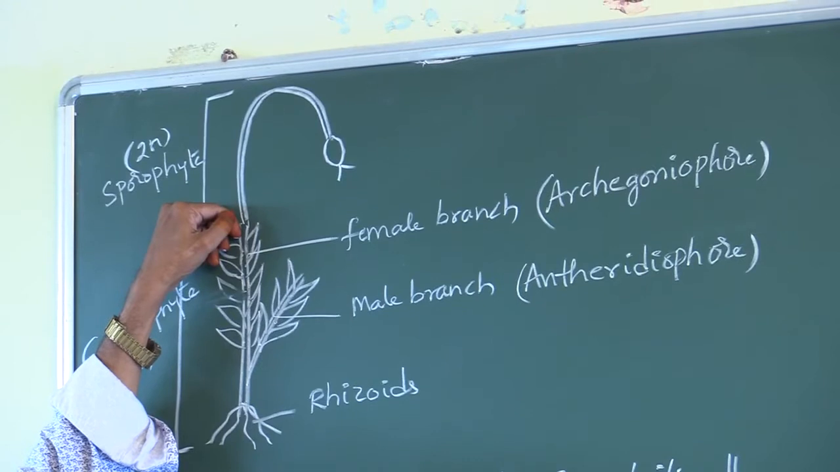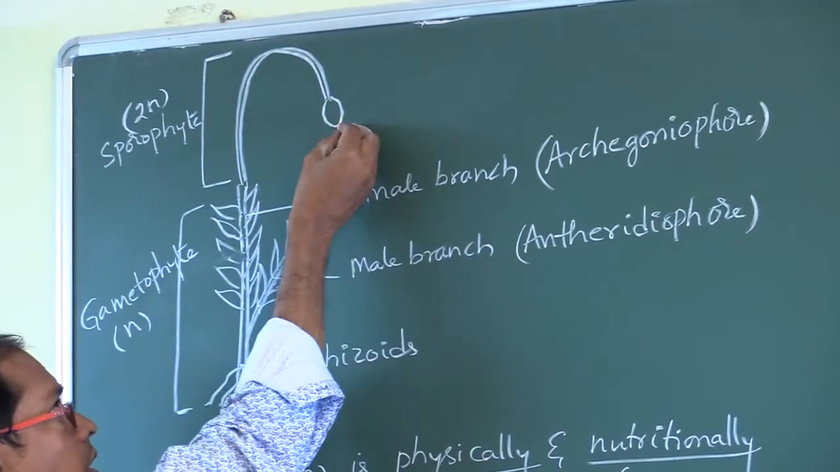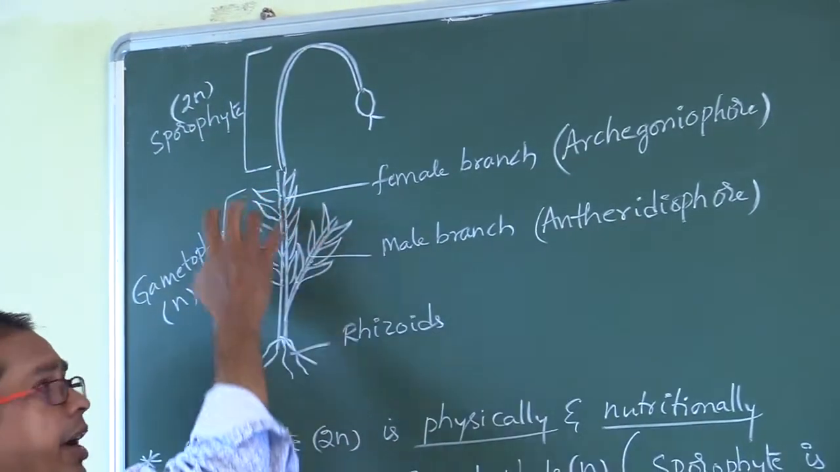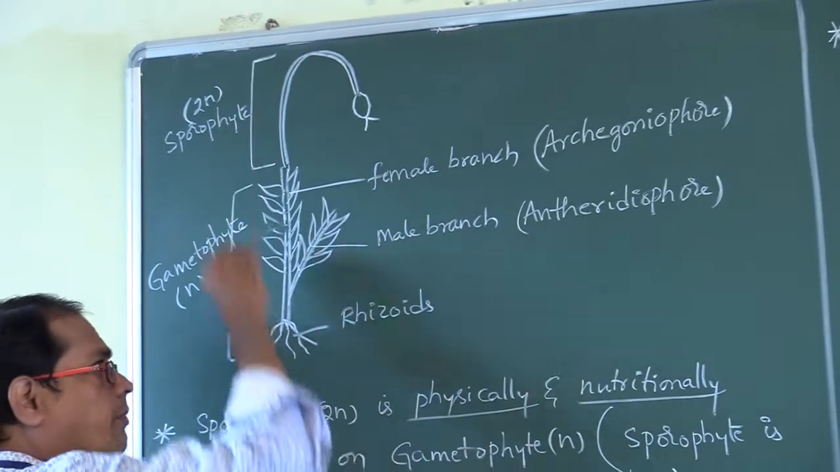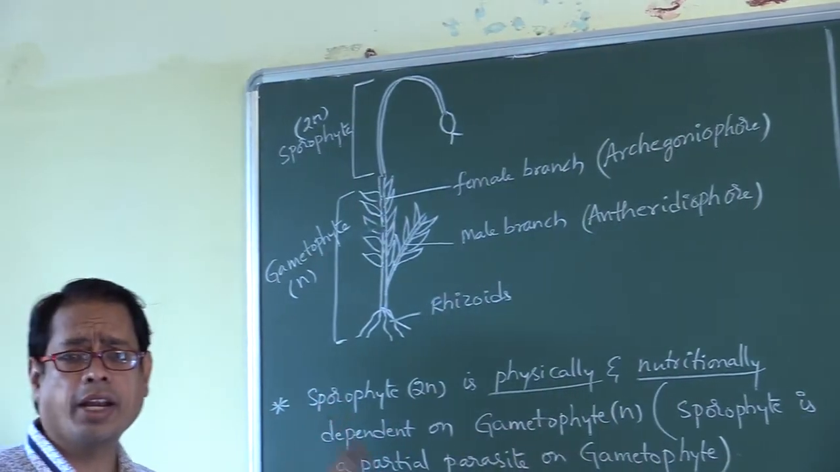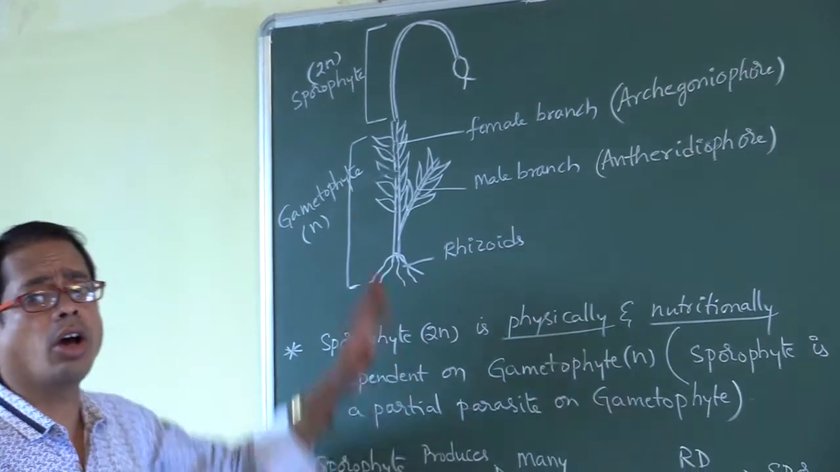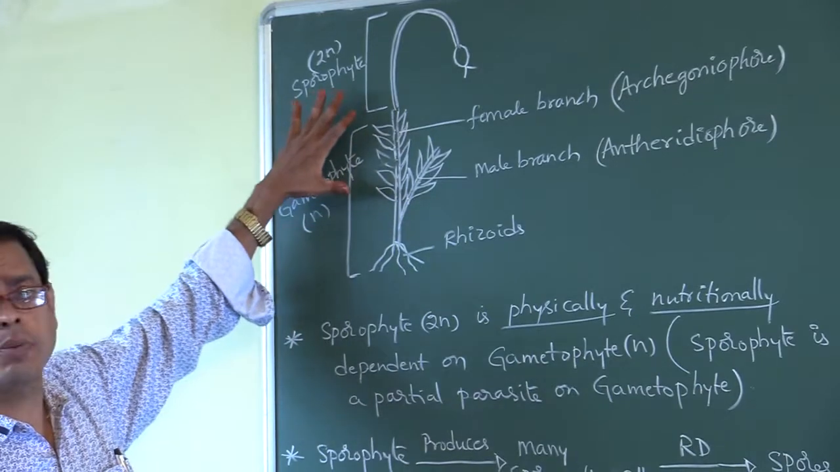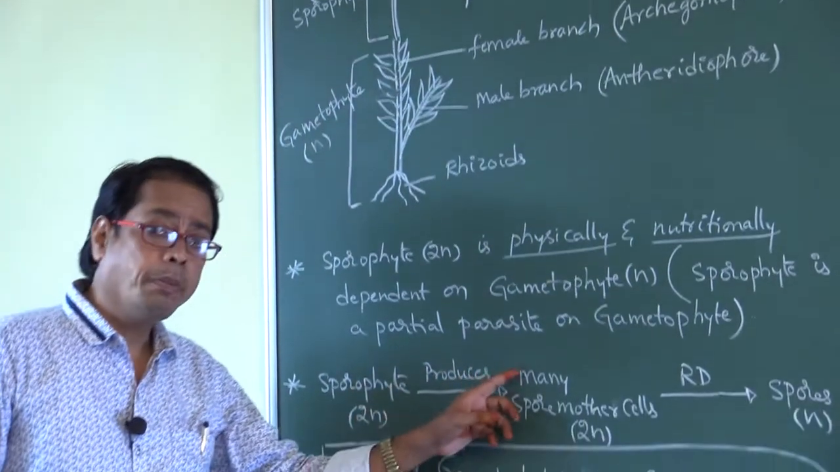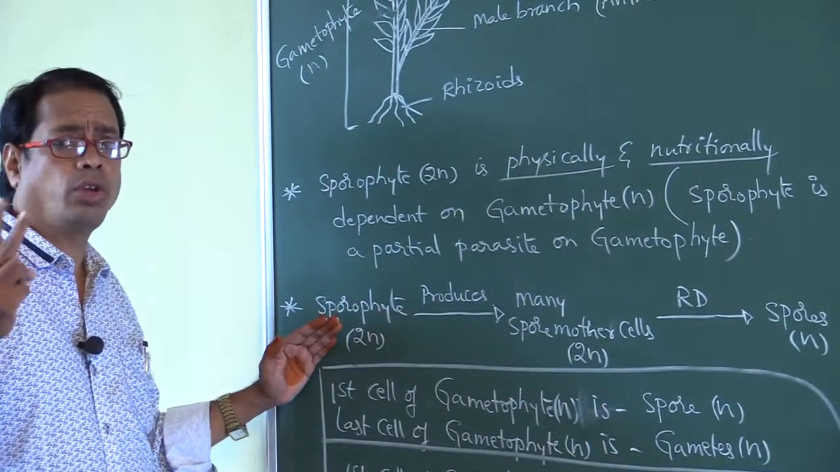Inside the venter only, the embryo is formed. That embryo later develops into the sporophyte. The sporophyte is physically dependent on the gametophyte. It takes water and minerals from the gametophyte, so it is physically and nutritionally dependent on the gametophyte. Very, very important point. Next, the sporophyte later produces many spore mother cells. So the sporophyte is 2n.